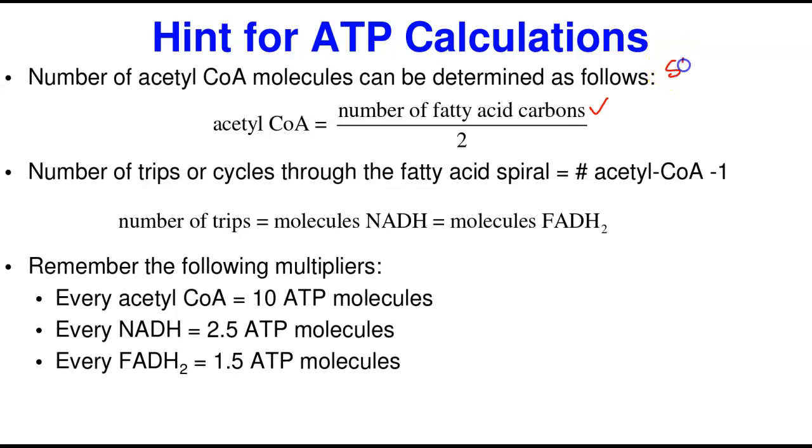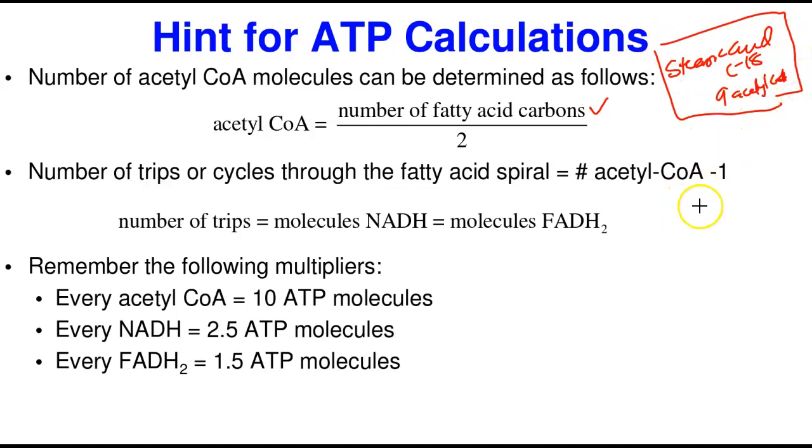If it is stearic acid, remember stearic acid is C18. So C18, if you divide it by 2, you're going to get 9 acetyl-CoA. What if we have C16? C16 is palmitate or palmitic acid. Palmitic acid is C16. So what it means, if you divide it by 2, we're going to get what? 8 acetyl-CoA. That's what we're going to get. So that is how you get that.